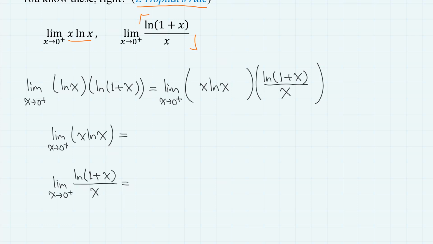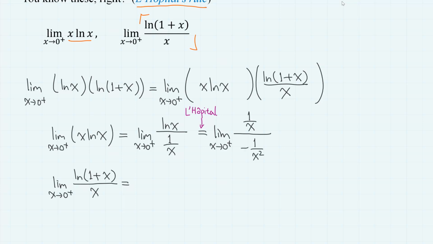Now let's apply L'Hopital's rule on these two. For the first one, we write it as the limit of ln x divided by 1 over x. So by the L'Hopital's rule, we have the limit of 1 over x divided by minus 1 over x squared, which is equal to the limit of minus x, which is 0.